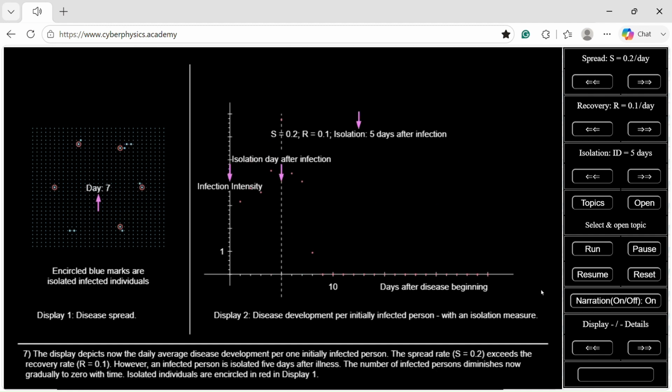The display depicts now the daily average disease development per one initially infected person. The spread rate exceeds the recovery rate. However, an infected person is isolated 5 days after illness. The number of infected persons diminishes now gradually to zero with time. Isolated individuals are encircled in red in display 1.